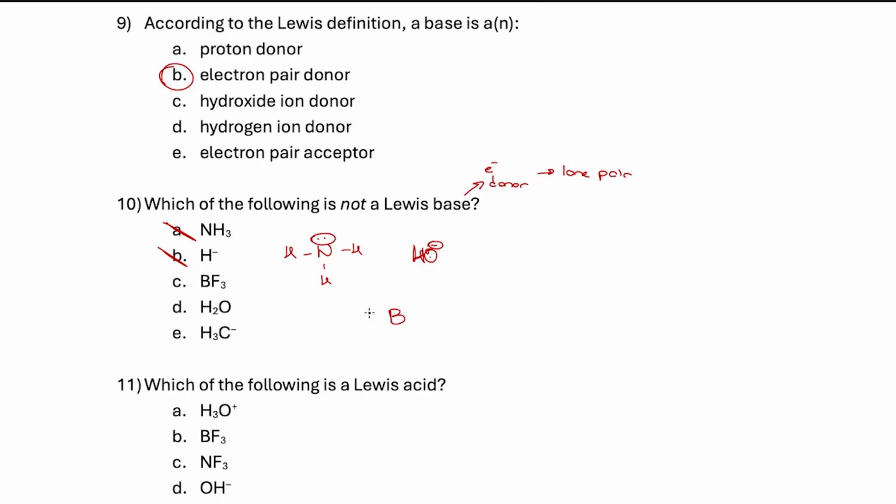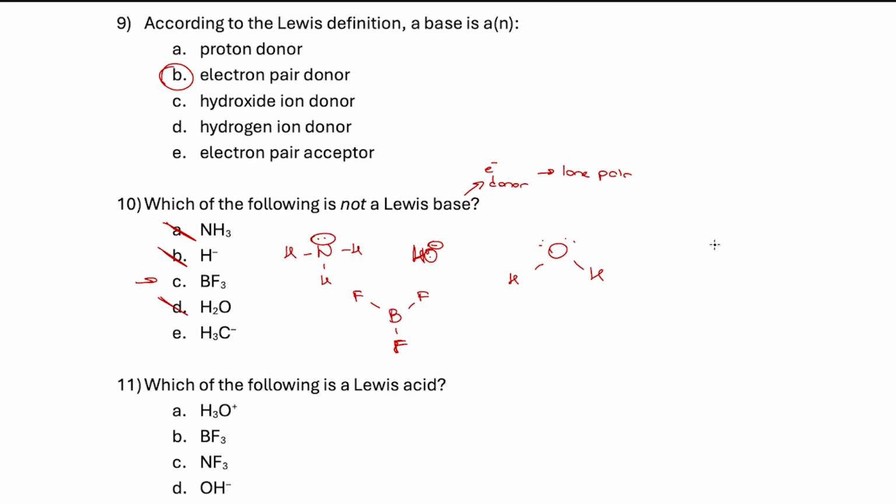BF3 has 3 bonds, but no lone pairs, and so it kind of looks like a nitrogen atom, but not really, right? It's more trigonal planar, while a nitrogen atom in this problem will be trigonal pyramidal. And so since it has no lone pair, we can look at answer choice C as being not a Lewis base because it has no lone pair to donate. Now H2O, I don't think I have to redraw the Lewis structure of H2O at this point. It definitely has 2 lone pairs to donate, and so it could definitely act as a Lewis base.